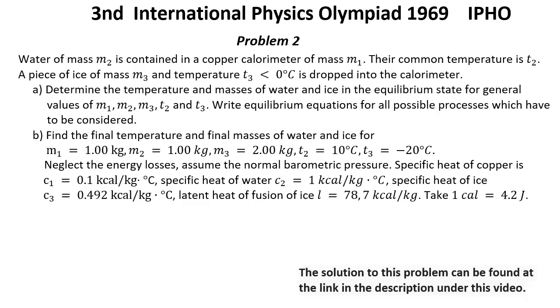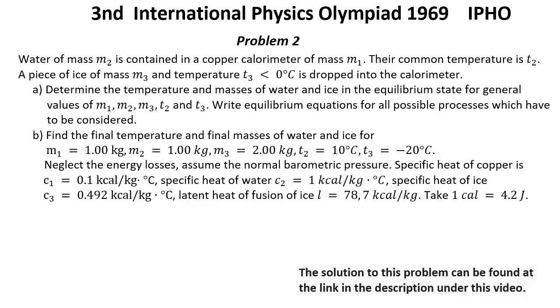Write equilibrium equations for all possible processes which have to be considered. Question B. Find the final temperature and the final masses of water and ice for M1 equal 1 kg, M2 equal 1 kg, M3 equal 2 kg, T2 equal 10 degrees Celsius, T3 equal negative 20 degrees Celsius. Neglect the energy losses. Assume the normal barometric pressure.